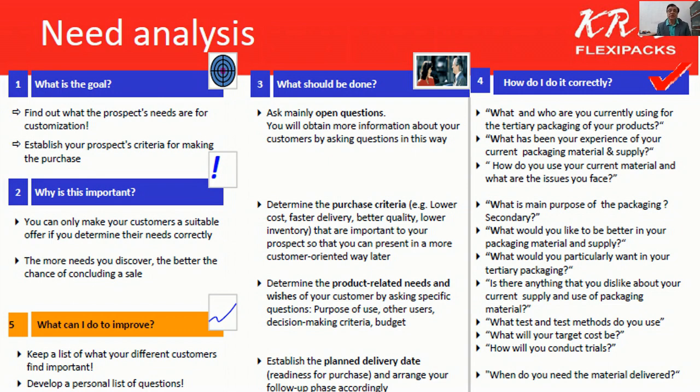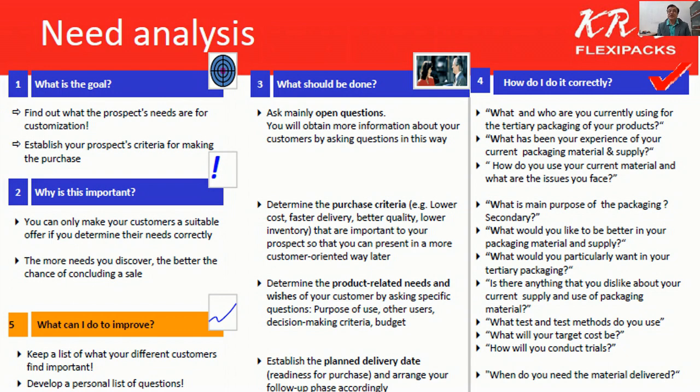The second thing you need to do is to determine the purchase criteria. Is it lower cost, faster delivery, better quality, lower inventory, that are important to your prospects, so that you can present them in more customer-oriented ways later. You can package your offer in those terms, those criteria, that are important to your client. So how would you do it correctly?